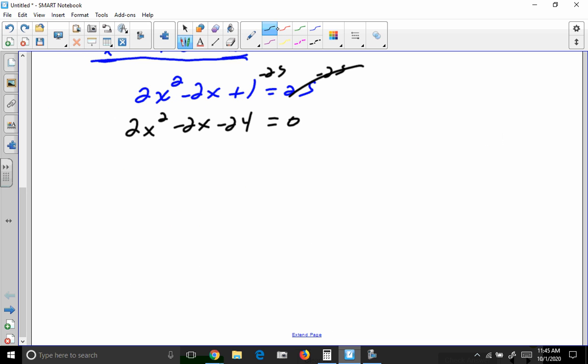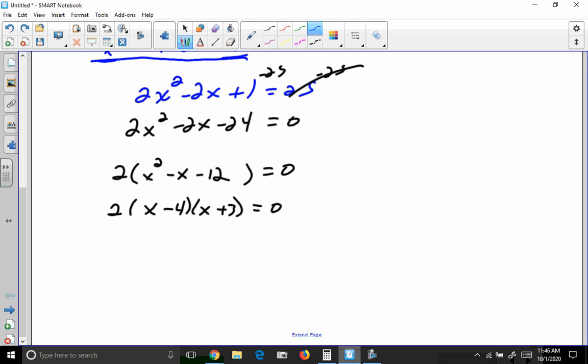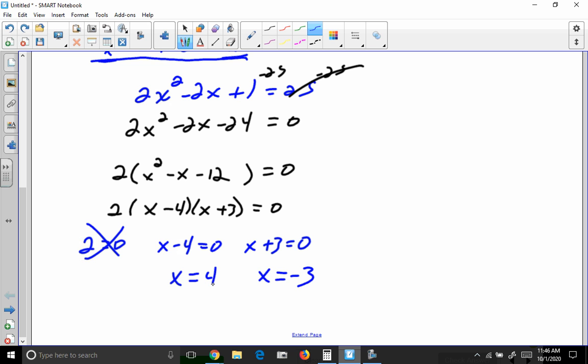And this one is going to factor. All three terms have a 2, so we can pull out our common factor. Take a 2 out of all three terms, and then the parenthesis factors: (x minus 4) times (x plus 3). Set each factor equal to 0. Well, that first factor, 2, can't possibly equal 0 because it's a constant. But to make the second factor 0, x would be 4. To make the last factor 0, x would be negative 3.